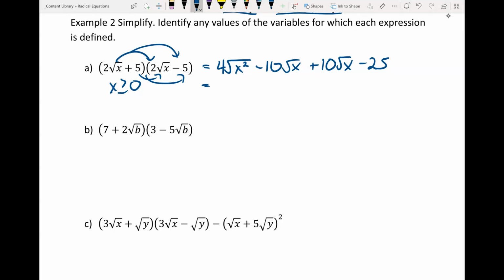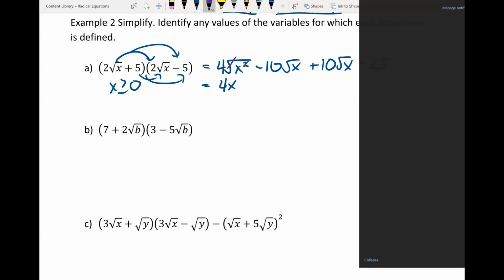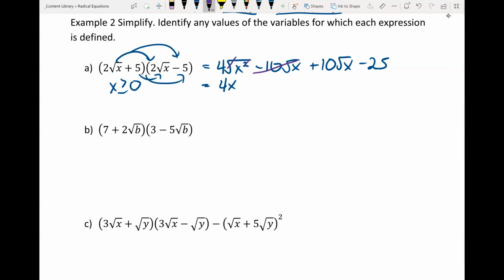So we're going to simplify this now. The square root of x squared, their square root and their square is going to cancel, so we're just going to be left with x. Also, negative 10 root x and positive 10 root x is canceled out, so that's gone, and then we're just left with negative 25.